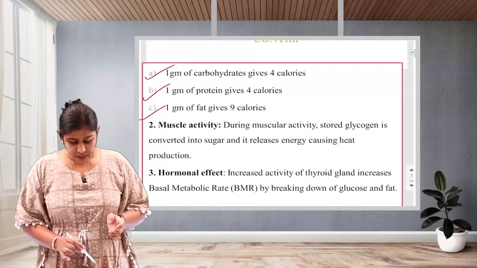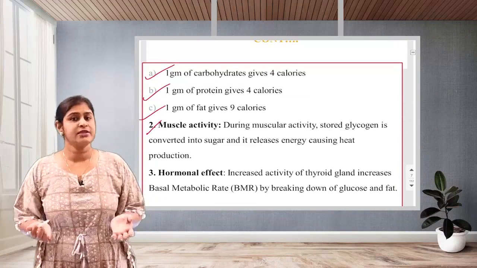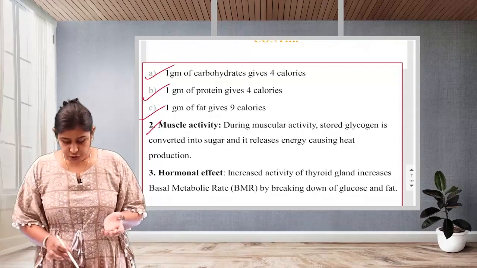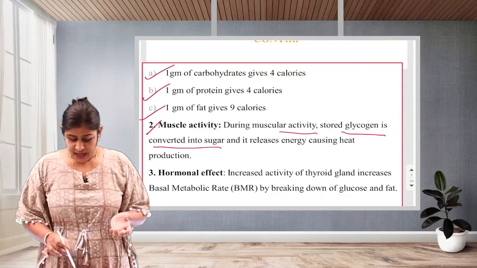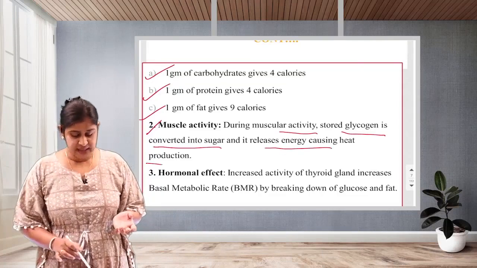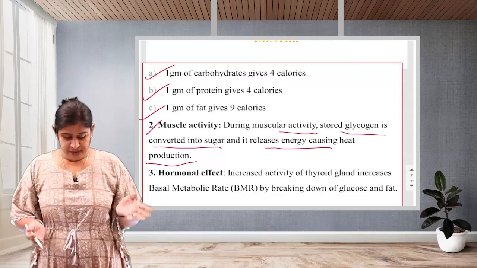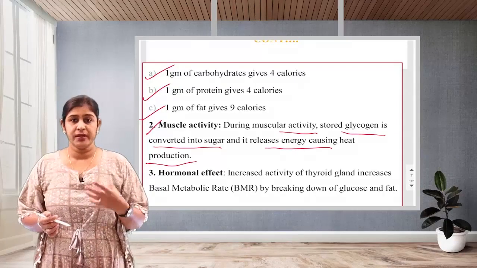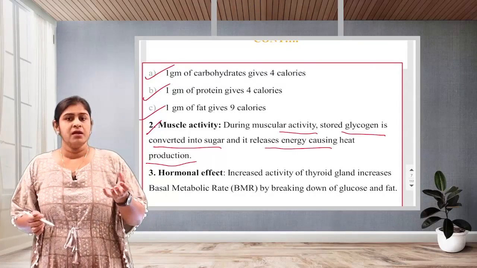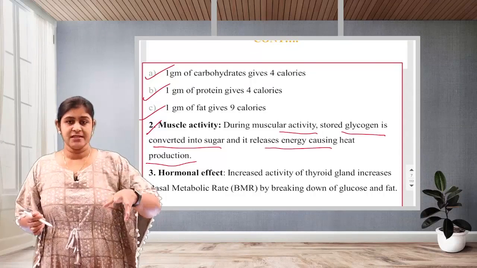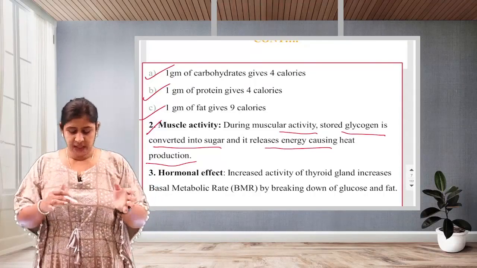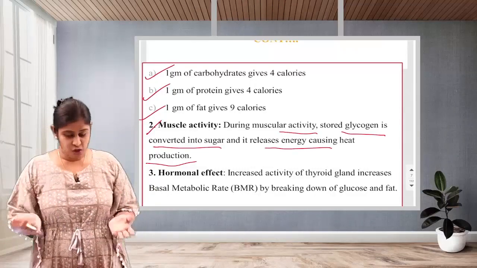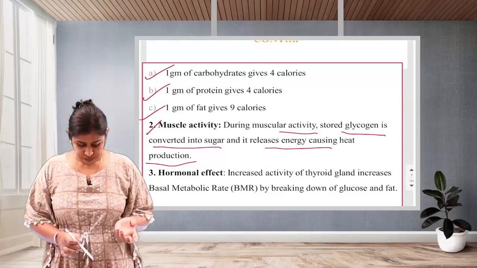The second is muscle activity. How does muscle activity produce heat? During muscular activity, stored glycogen is converted into sugar and it releases energy, causing heat production. So during muscular activity, the glycogen stored in the body is converted into sugar, and then it releases energy which causes the heat production.